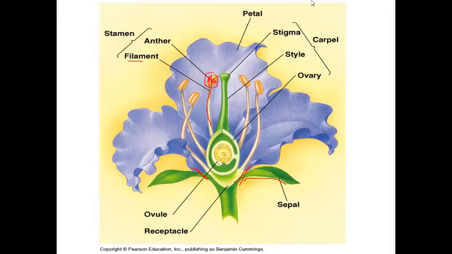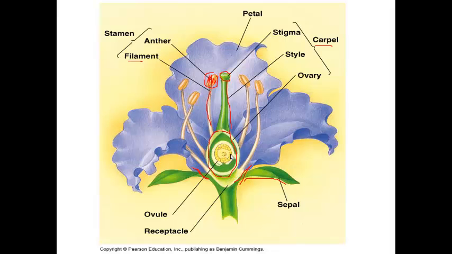The female reproductive structure is called the carpel. The carpel is also called the pistil. You'll see it both ways. And it has some distinct structures. It has a stigma on top, and the stigma is sticky so that the pollen adheres to it. There's a tube called the style, and at the bottom we have an ovary.